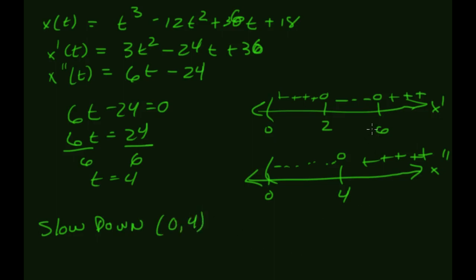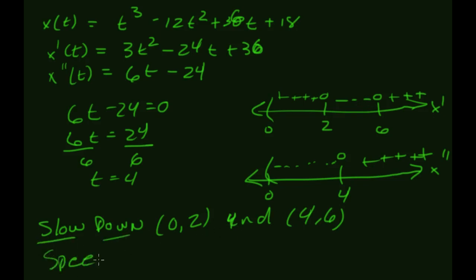And the signs are again different on the interval from 4 to 6. Or sorry, they're different on 0 to 2, not 0 to 4, because on 2 to 4 they're the same sign. From 2 to 4, they're both negative. And from 4 to 6, we have different signs, negative, positive. So that's where it's slowing down.